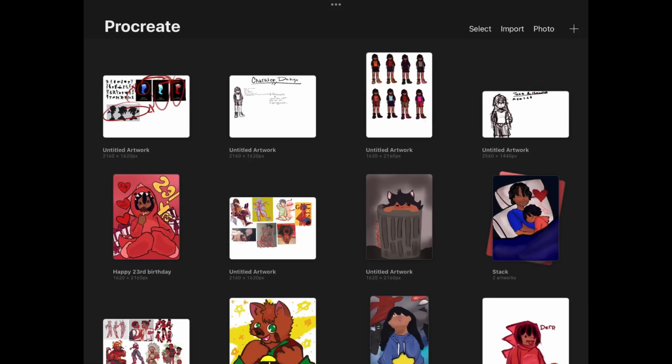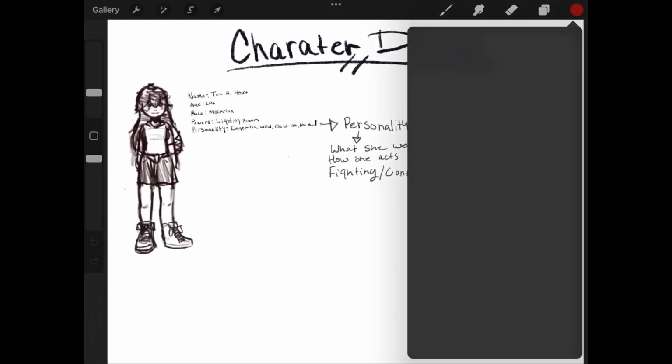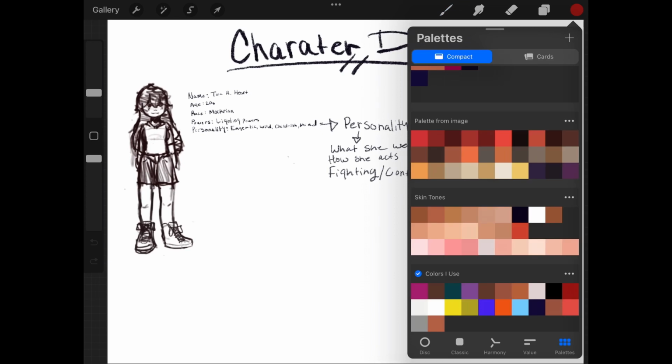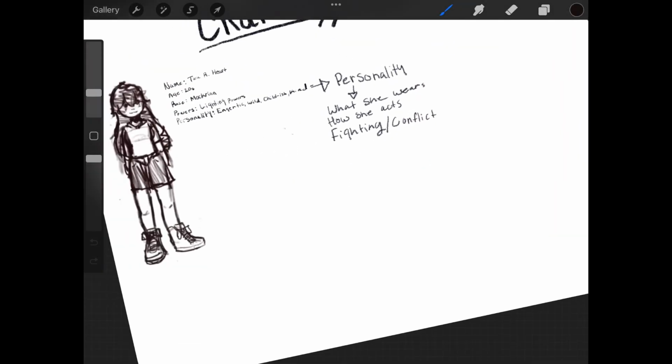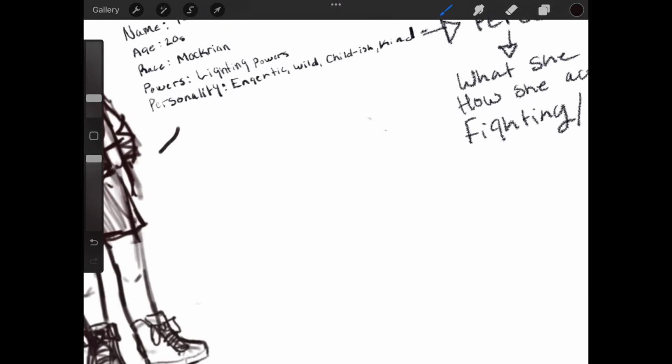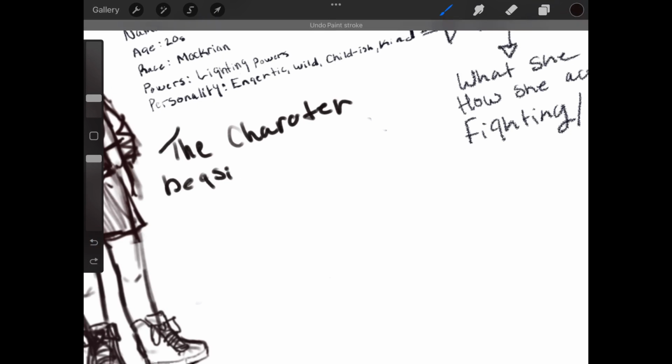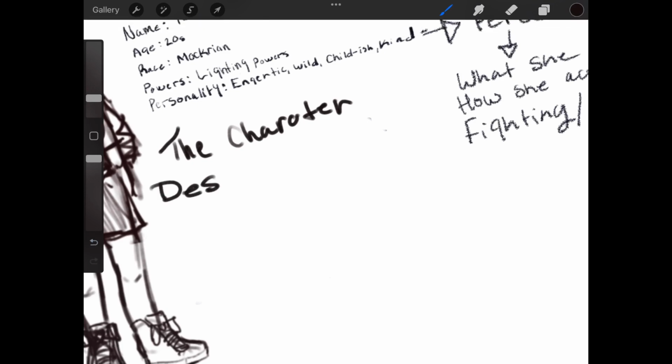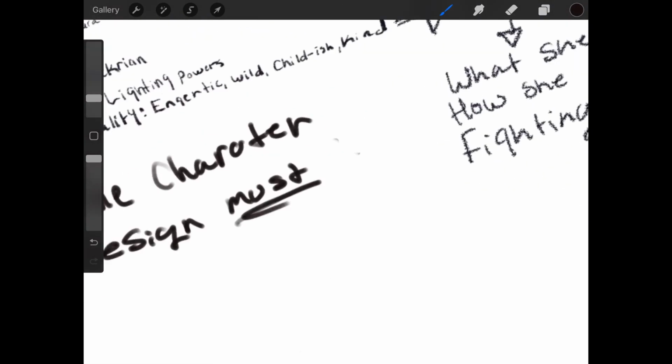So, back to what I was saying. Character design. I can't spell today. Design must be simple.